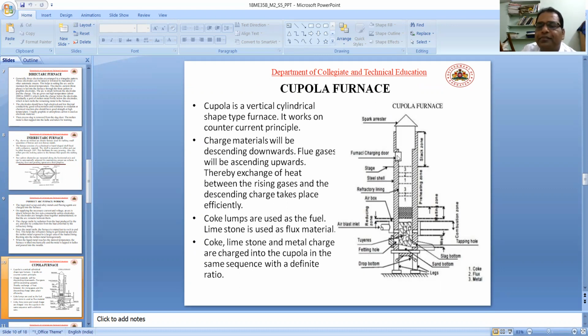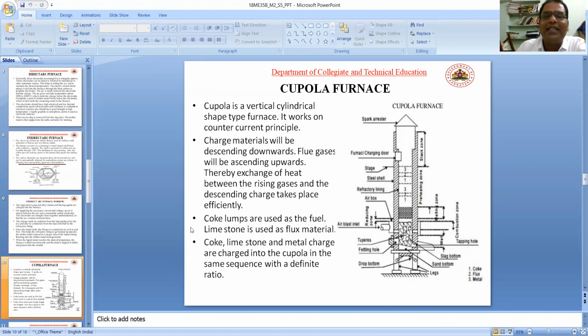charging door, spark arrestor. So these are all the construction features. Here well zone is there, preheating zone, stack zone, reducing zone, melting zone, combustion zone, tapping hole. So this is the construction of the cupola furnace. So we'll take up the cupola furnace.